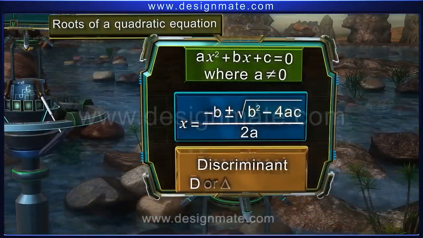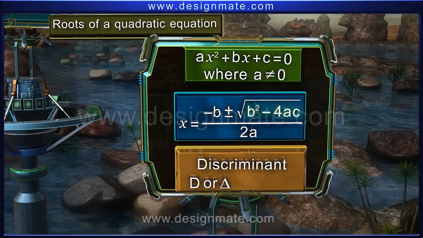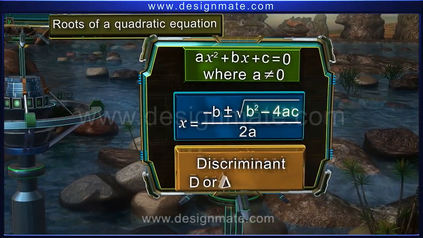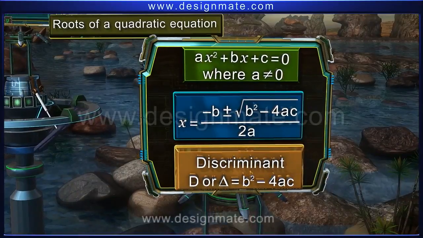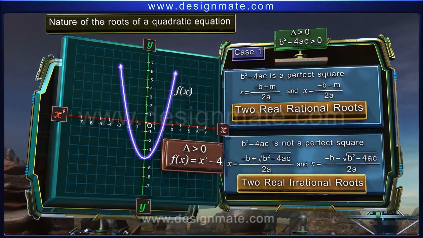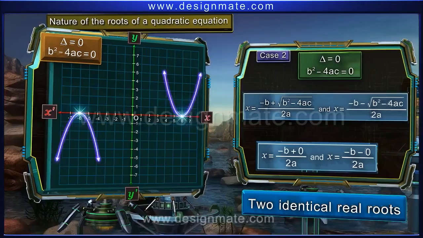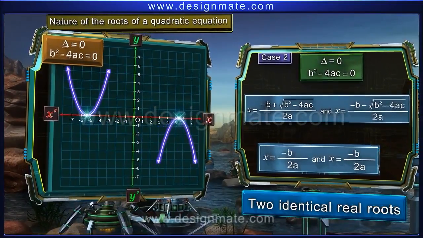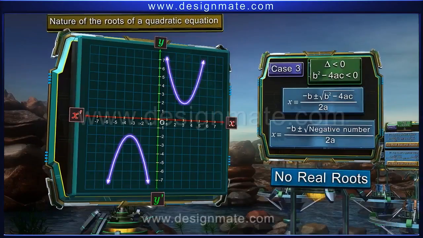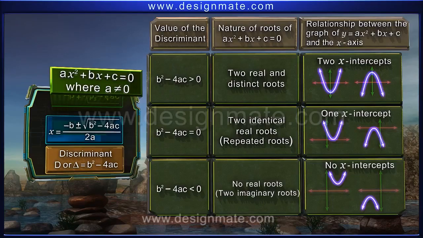Summary. In this session, we have understood the concept of the discriminant of a quadratic equation and how to use it to find the nature of roots of a quadratic equation. We have also learned to visualize the shape of a parabola using a discriminant.